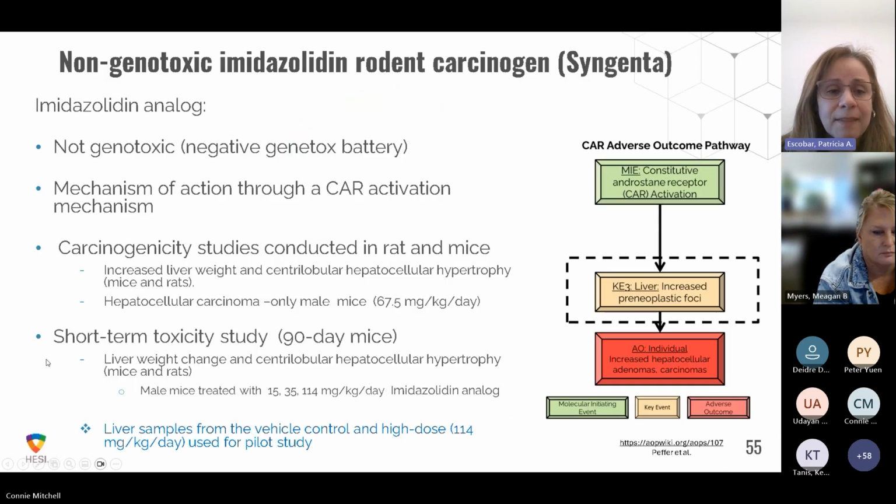Next slide. So why we thought the Syngenta study was good for us. First of all, it met some of the criteria we needed. It was non-genotoxic. It was clearly negative in the gene tox battery. It had a CAR activation mechanism. They had done the carcinogenicity studies, the 2-year CARCA studies in rat and mice. They have seen hepatocellular carcinomas. So that was kind of a check.